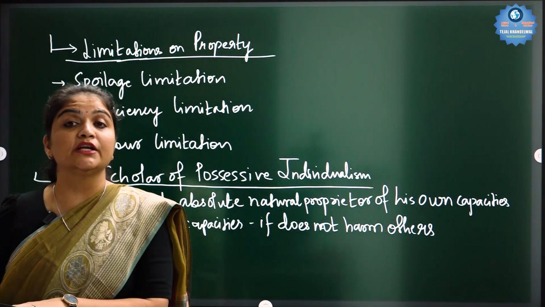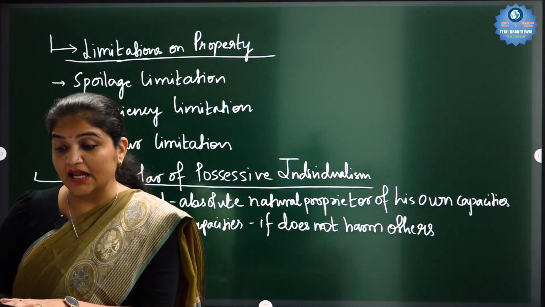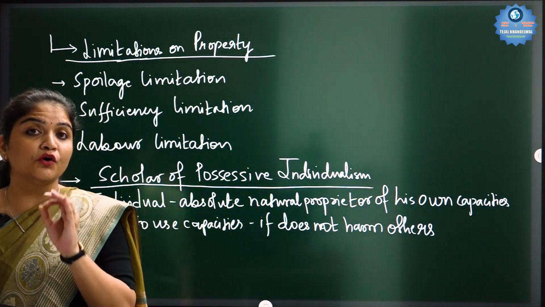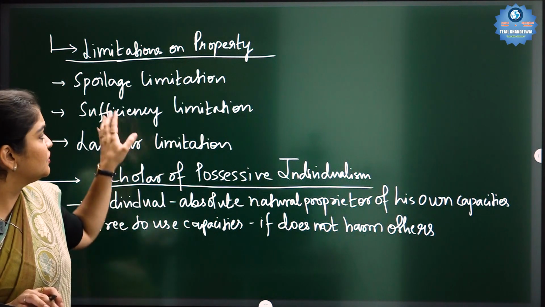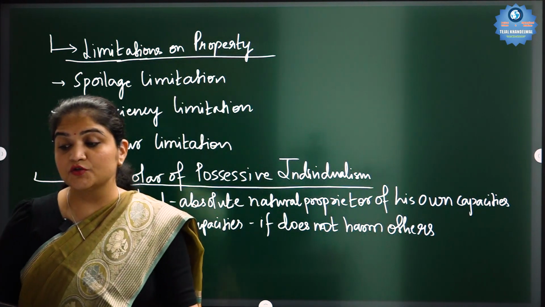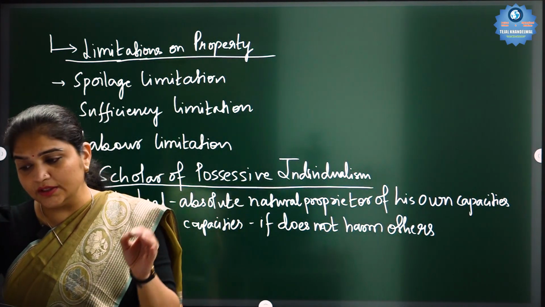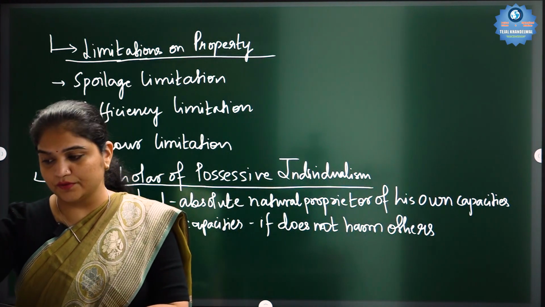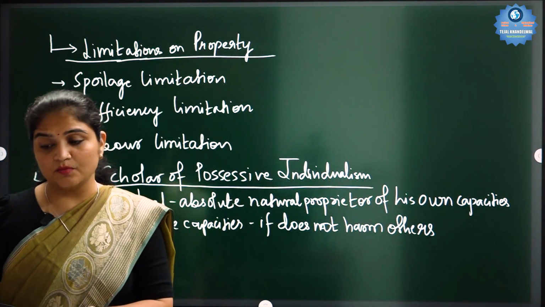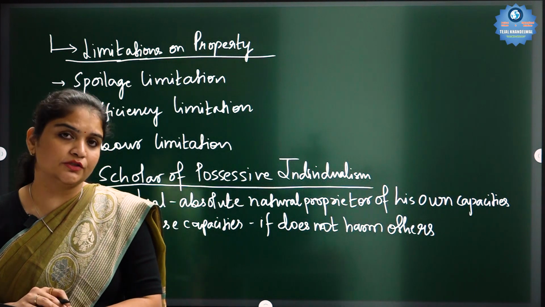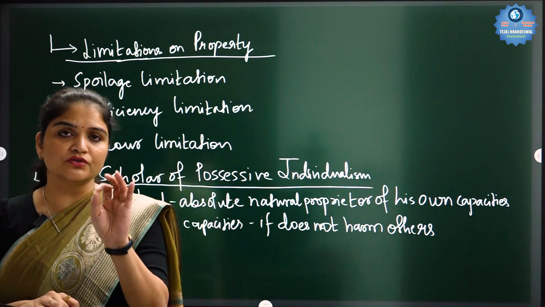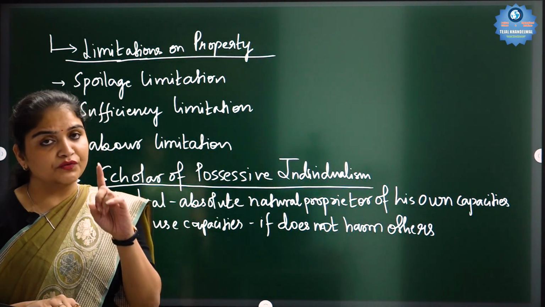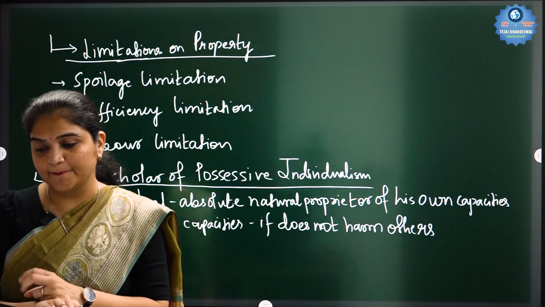He argues that there should be enough and as good left in common for others. So the first limitation is the spoilage limitation, which means acquire only if you can make good use of it, since nothing is made by the law of nature to be spoiled or destroyed. So you're not allowed to do spoilage. Acquire only as much as you can use. So first is the spoilage limitation.